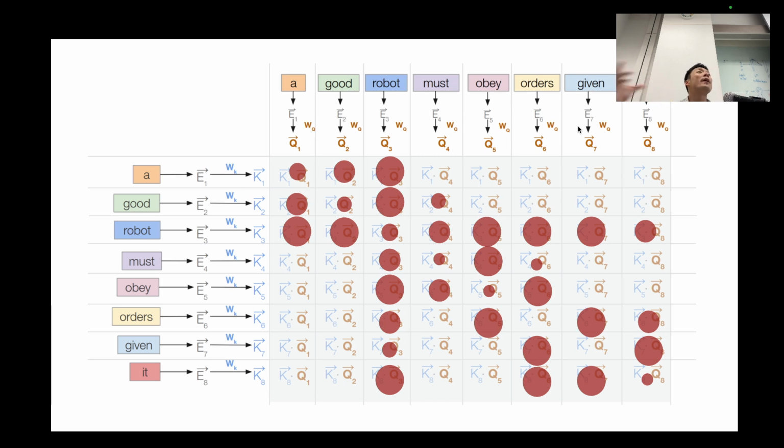The bigger the circle, the more attention. That means a higher cosine similarity. So you might reveal a pattern like this. For example, given might want to pay more attention to robot. Robot might be the indirect object of the verb, right? Orders is the direct object, so it should get a lot of attention as well. And it is also an indirect object, but in pronoun form. So you might get something like this. The point of query and key is to compute attention in this fashion.